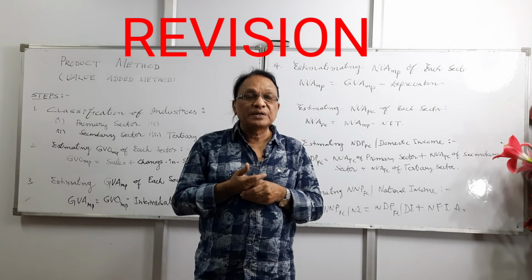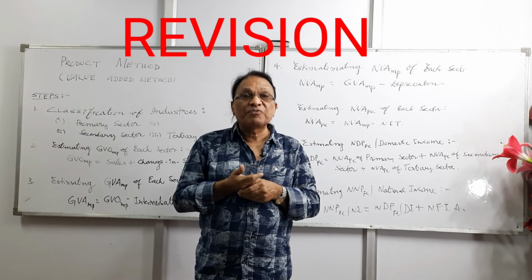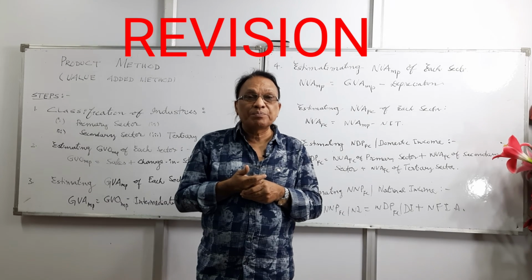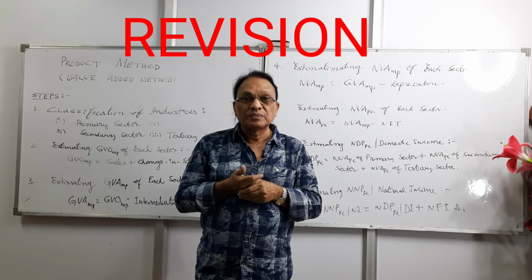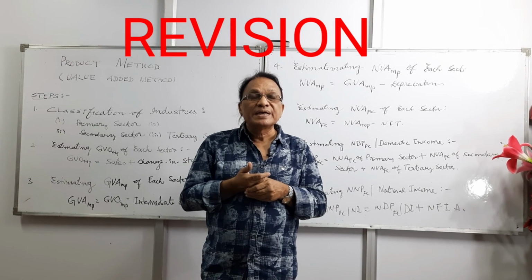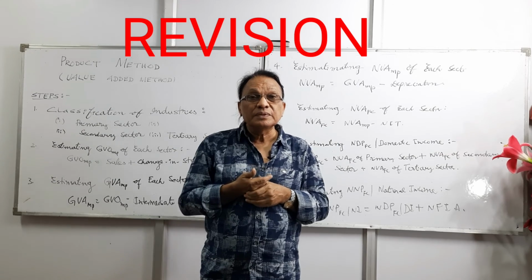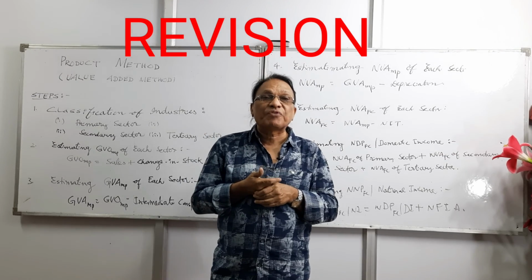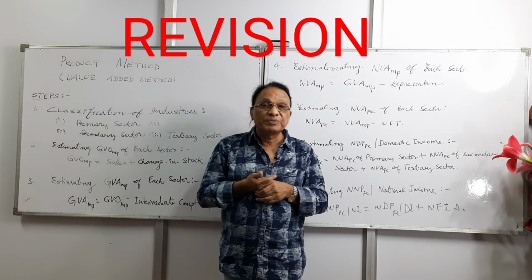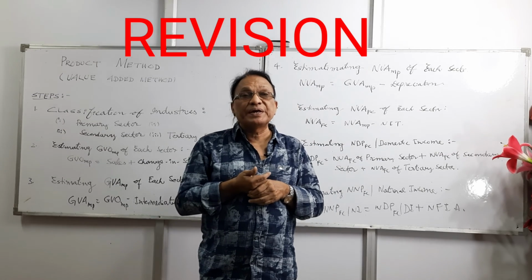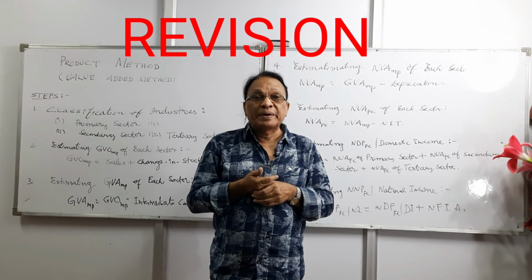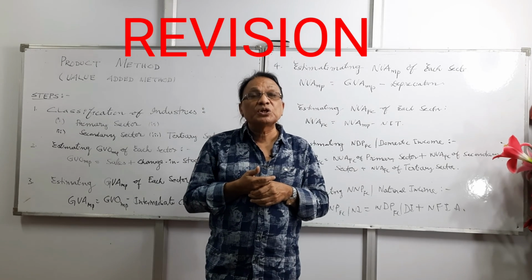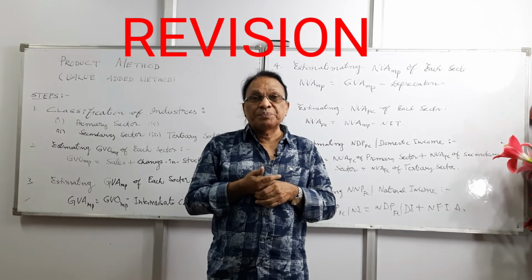The third step is estimating GVA at MP of all the sectors, gross value added at market price. How do you get that? GVO at MP minus intermediate consumption expenditure. GVA at MP is equal to GVO at MP minus intermediate consumption expenditure. Next step is NVA at MP, which is equal to GVA at MP minus depreciation.